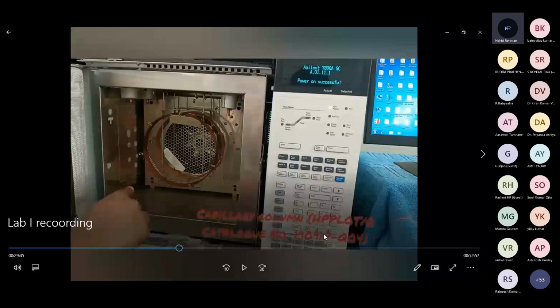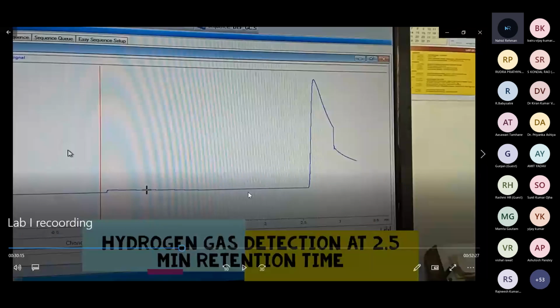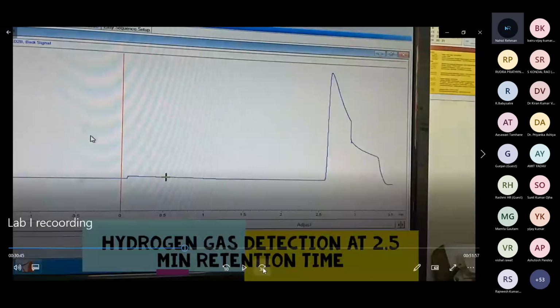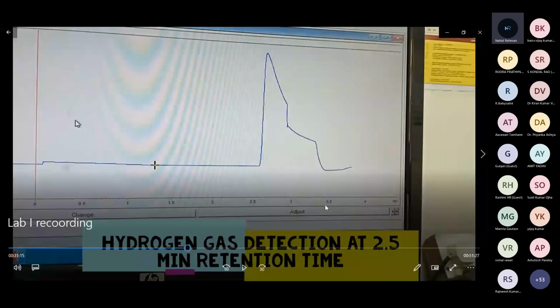And then you see that initially there is no peak, but a peak starts coming at 2.5 minutes. It's a huge peak, and the pure concentration of hydrogen you are obtaining at 2.5 minutes. There is no other peak, so it shows that it is pure hydrogen. There is no peak here, it is just hydrogen only. If she had injected a little less, then you might have gotten a sharp peak. Actually, she introduced a very good amount of hydrogen into it.